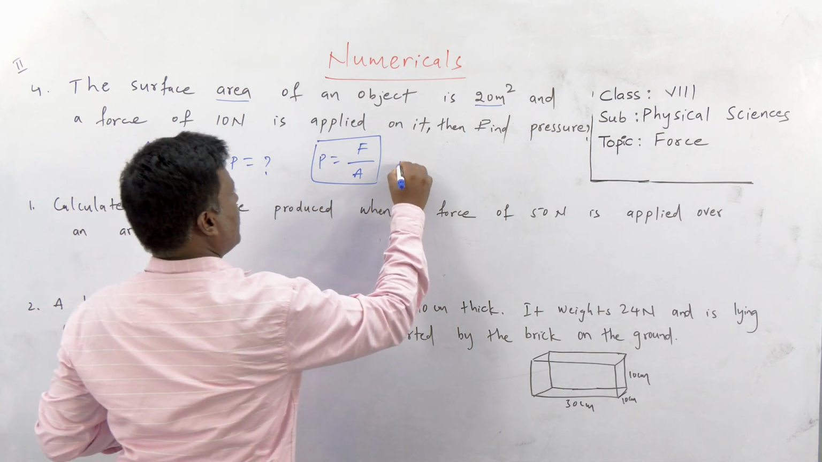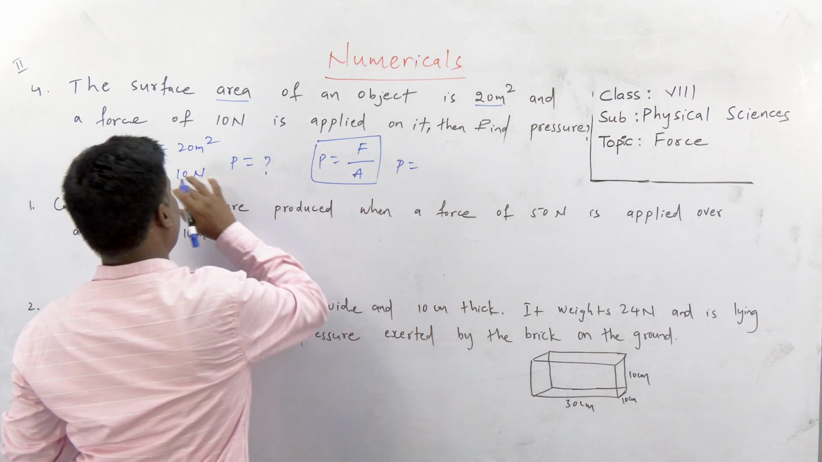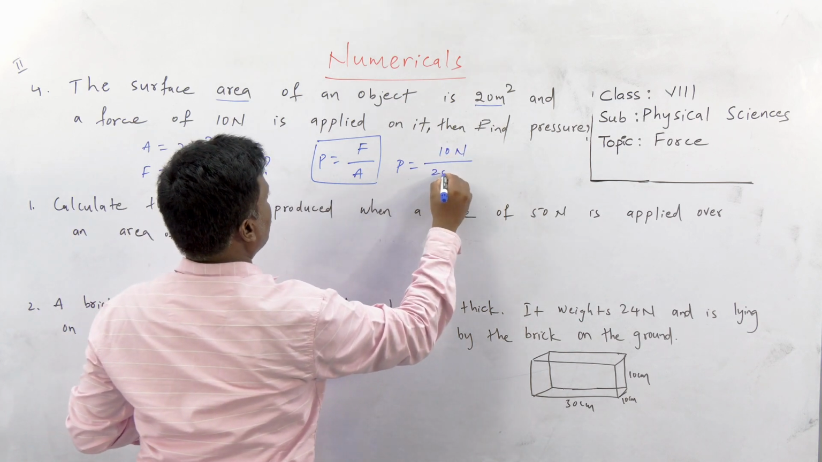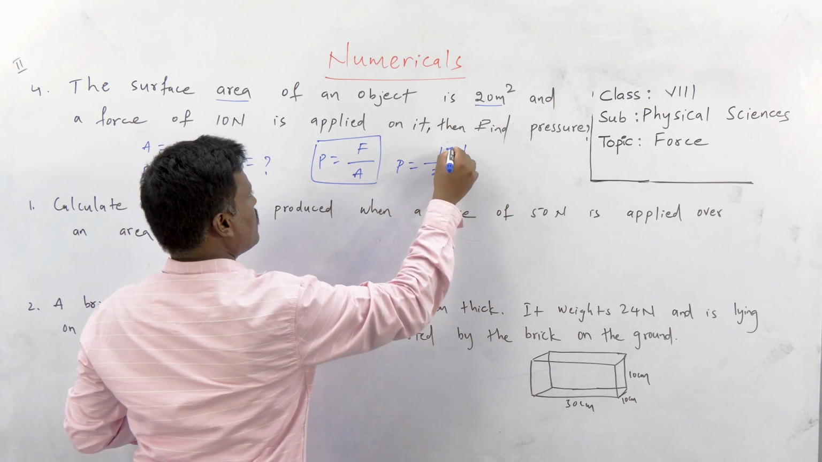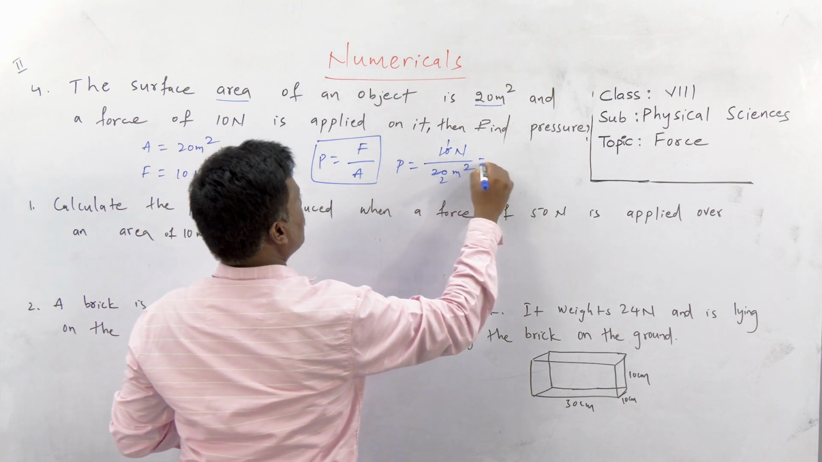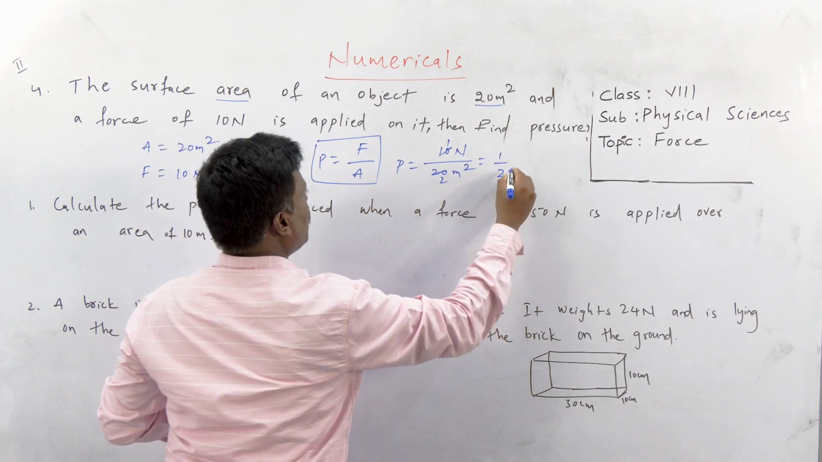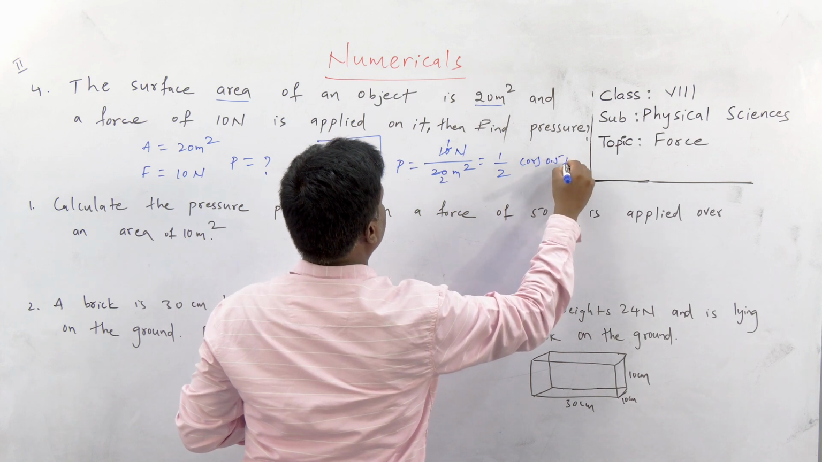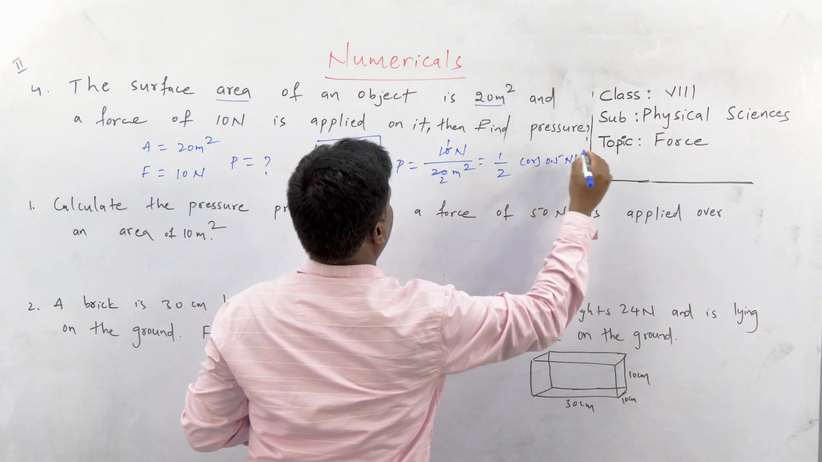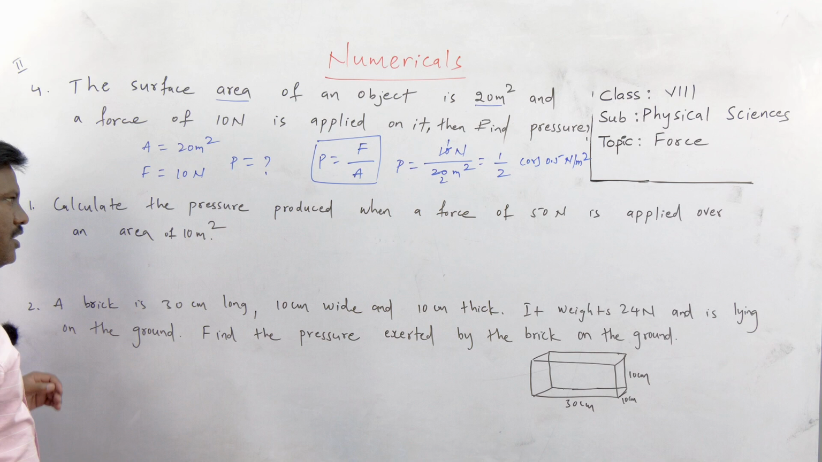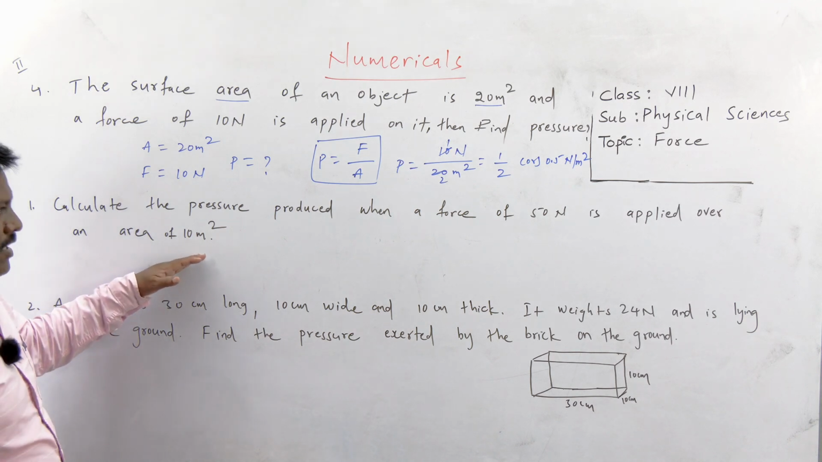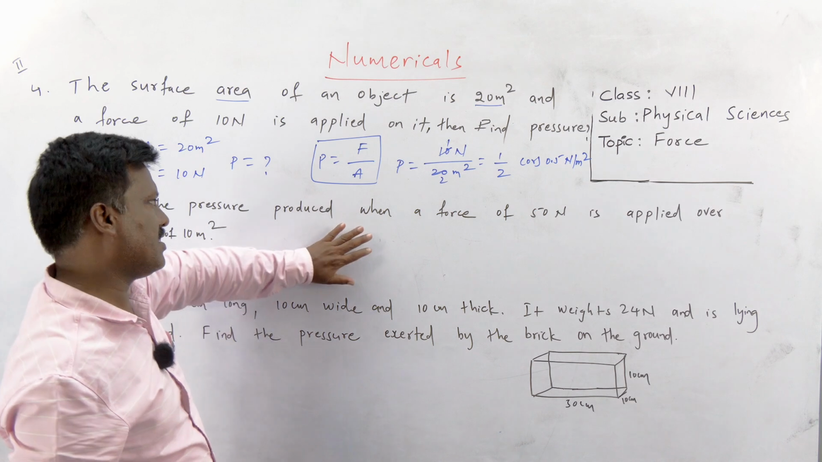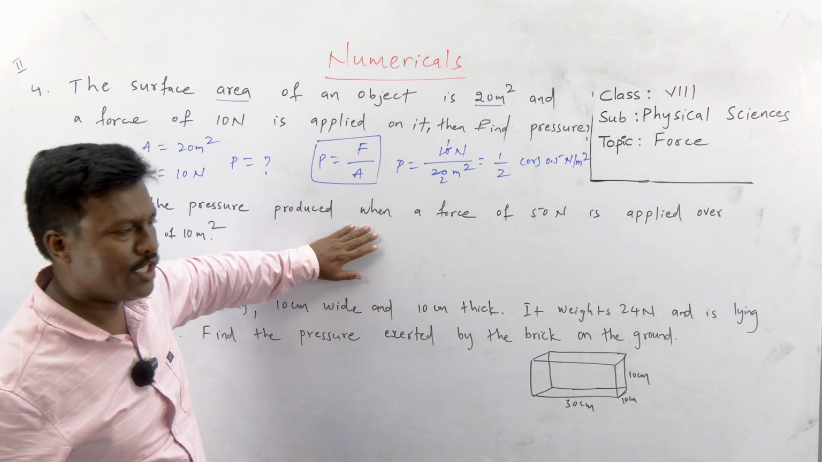Then pressure is equal to, what is the force value? 10 newtons, by what is the area value? 20 meters square. So 10 ones, 10 twos, it is 1 by 2 or 0.5, okay. Newton per meter square, which is also called Pascal. We will discuss the second one, okay. I will give you a few minutes of time to solve the second problem. Please try.